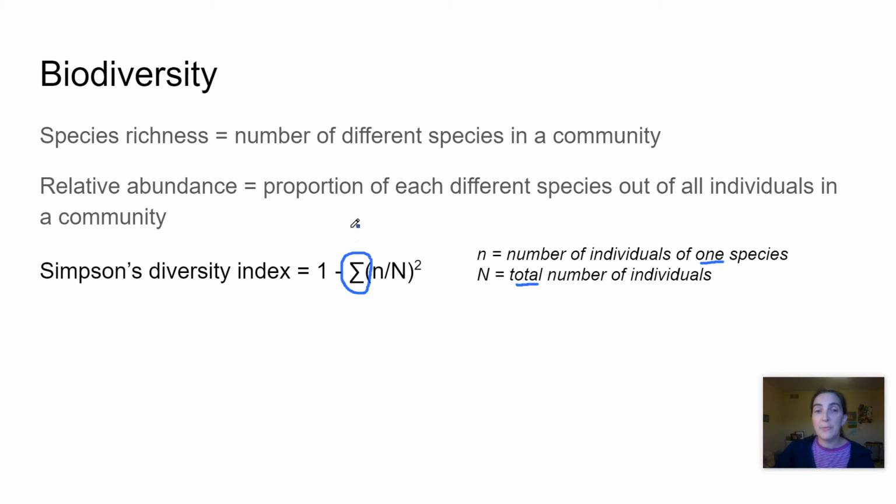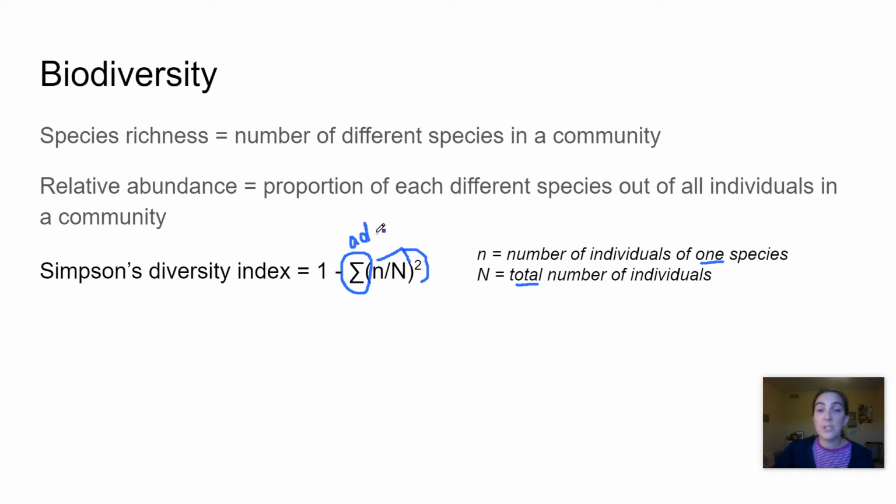And then the other piece, this may or may not be something that you're real familiar with mathematically. That funny looking capital E thing is a summation sign. And what that means is you have to do this calculation, the number of individuals divided by the total number squared. So you do this whole thing once for every single species in the entire community. And then this summation means you need to add them all up.